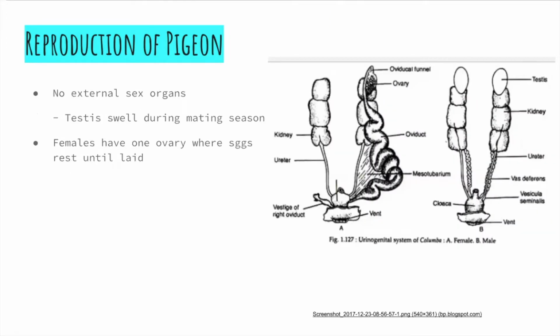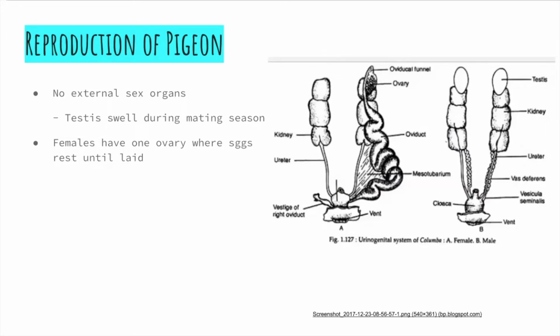So going a little deeper into the reproductive organs, male pigeons have no external sex organs. During breeding season, they have 2 internal testes that swell and produce sperm. The female reproductive system, however, is pretty interesting. Female pigeons only have 1 ovary when most mammals have 2.